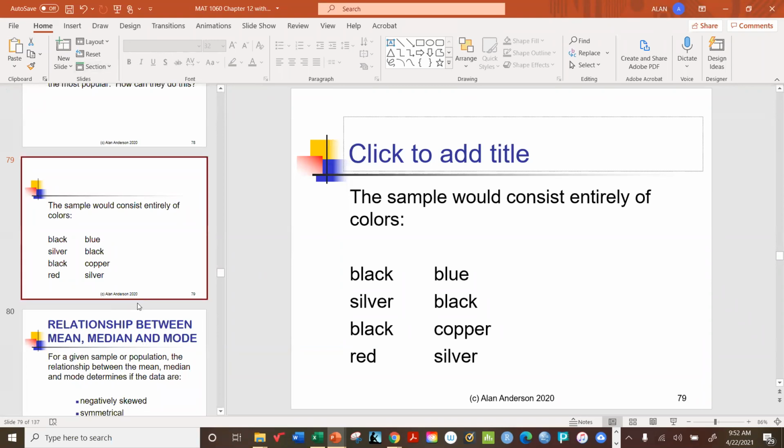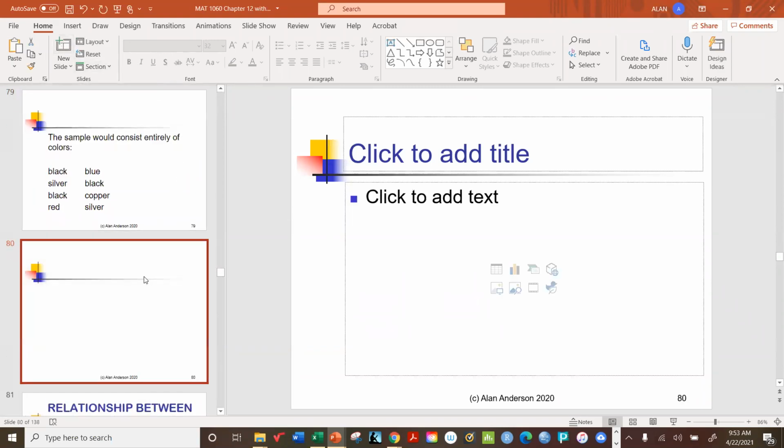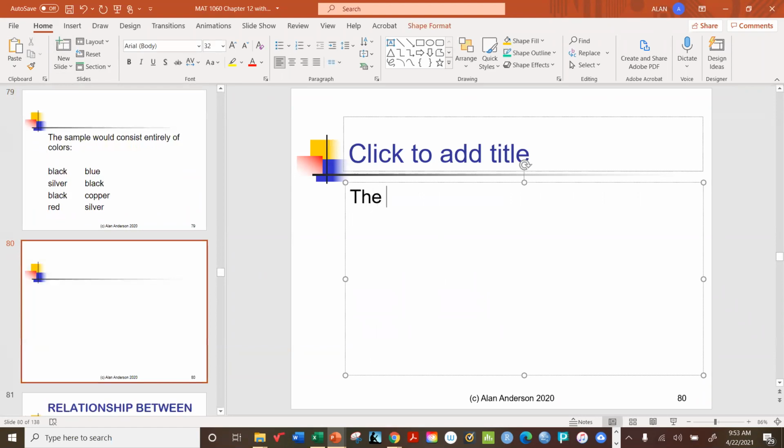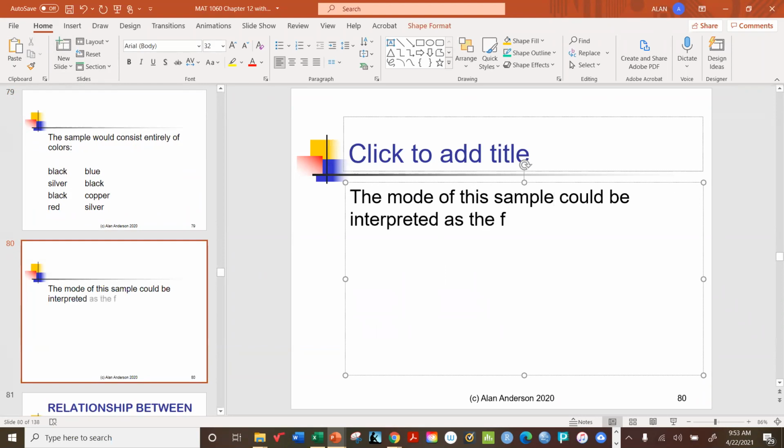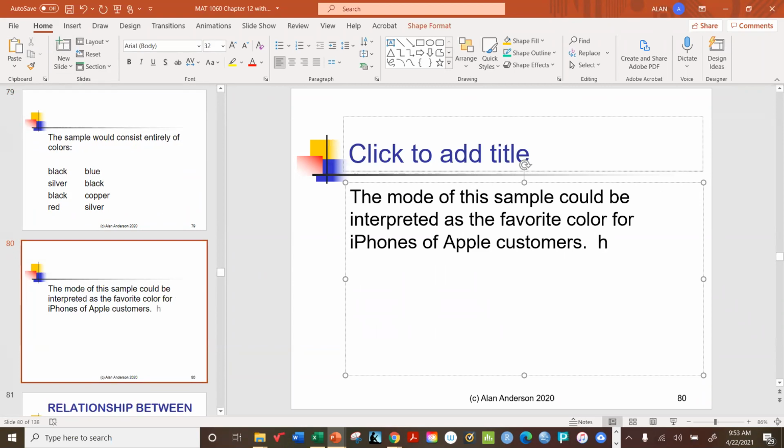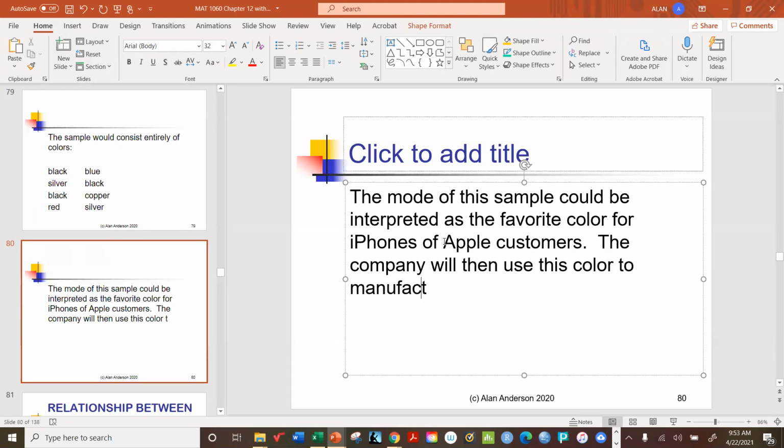So the mode of this sample could be interpreted as the favorite color for iPhones of Apple customers. The company will then use this color to manufacture the next iPhone.